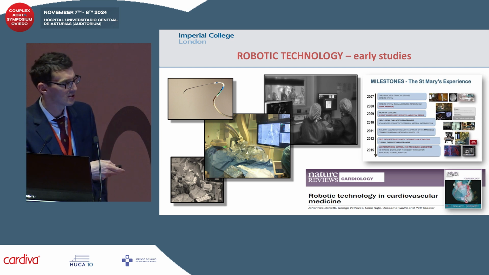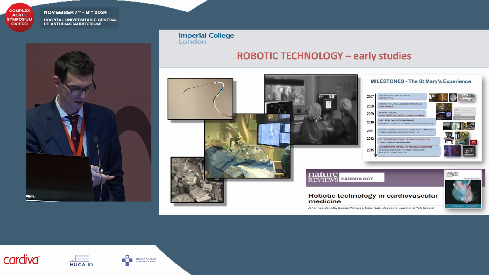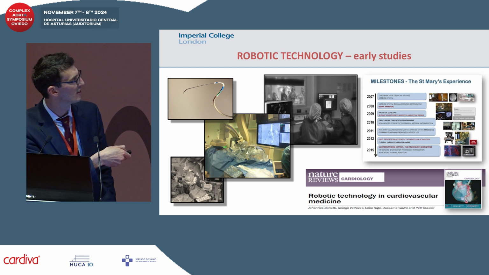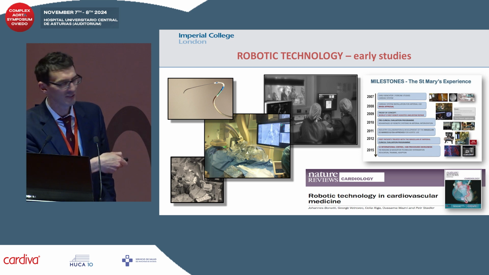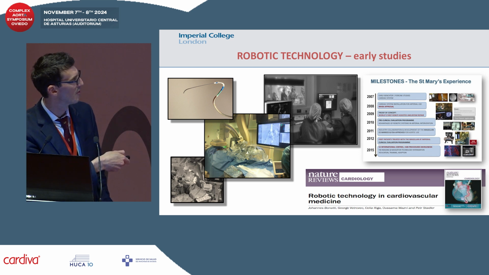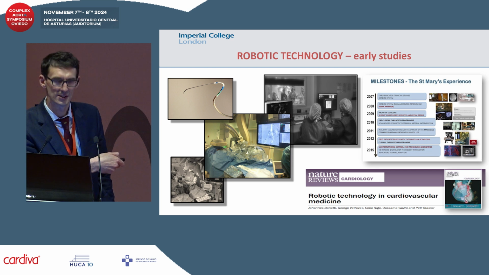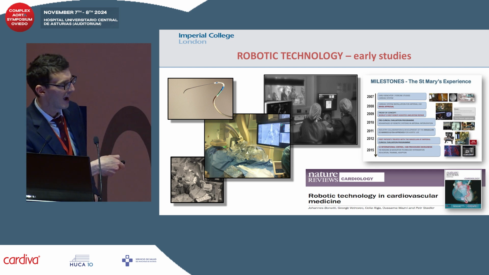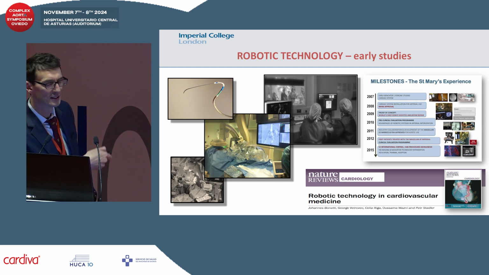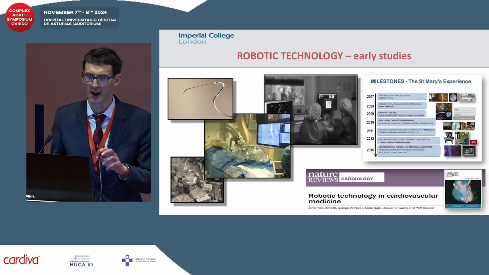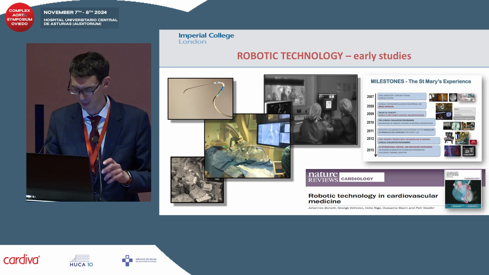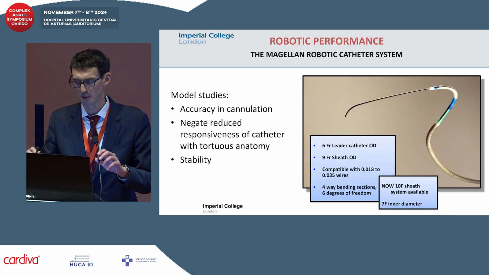Our early studies in robotics, we started off looking at the Hansen system. As I said, it's a master-slave system. You sit outside of the operating theatre. You can take your lead off, have your lunch, and control the robot control manipulator that sits above the patient's feet, and that controls a catheter in that top left-hand panel, which is inside the patient. And we started off with some benchtop models.